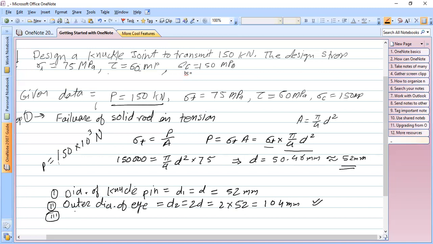So after this, we will get the diameter of knuckle pin head and collar, D3, is equal to 1.5 D, which is 1.5 into 52. It is equal to 78 mm. Okay.